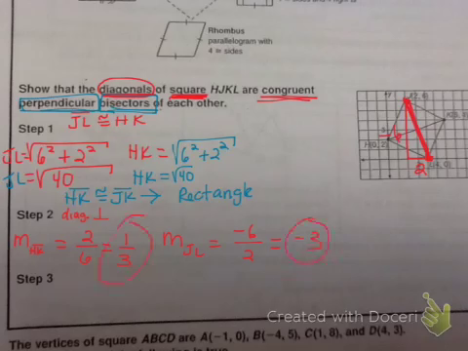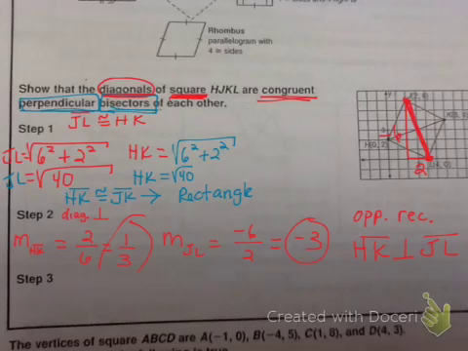What's the relationship between our two slopes? Are they the same? Are these lines parallel? No, they're not the same. They're opposite reciprocals. Therefore, HK is perpendicular to JL.